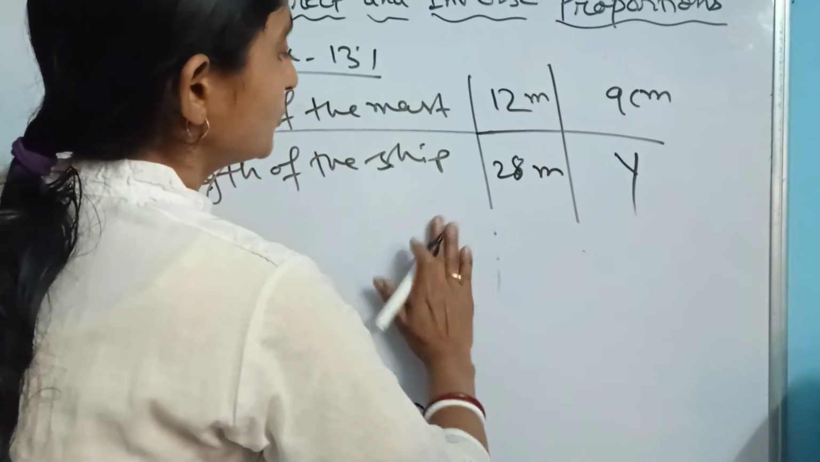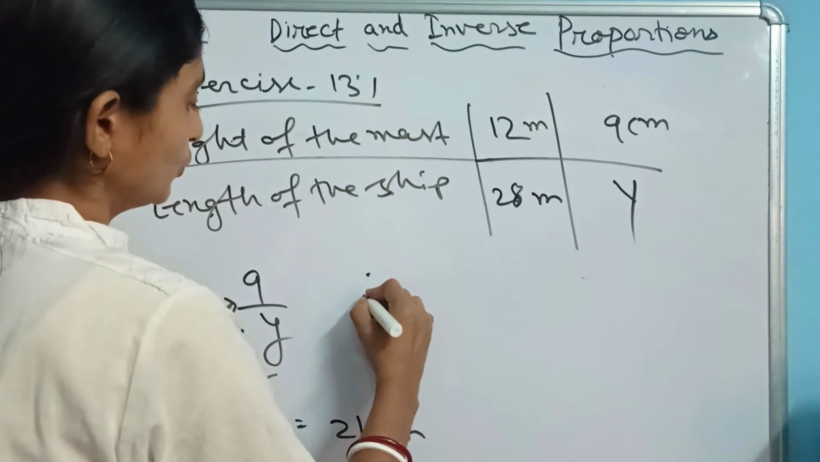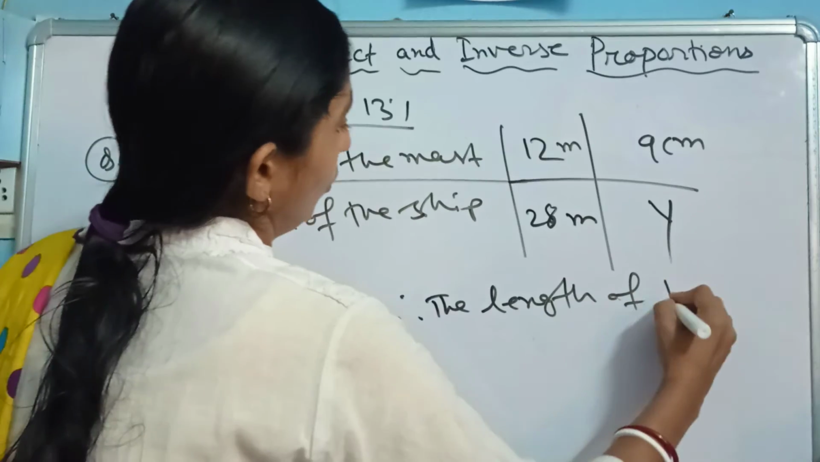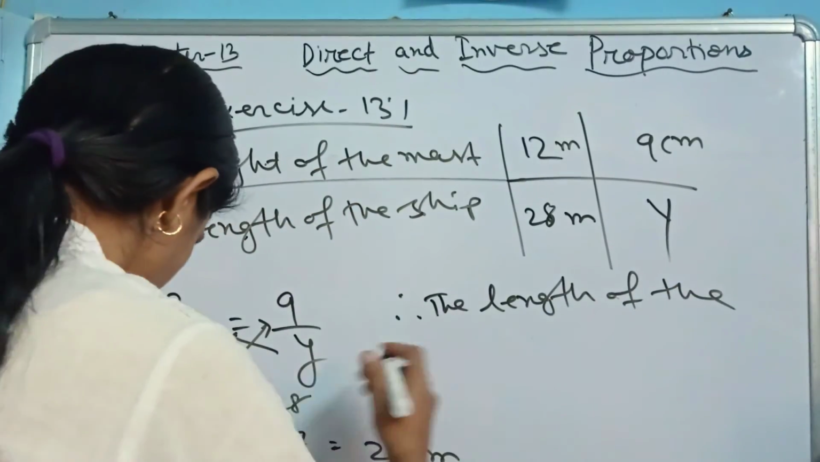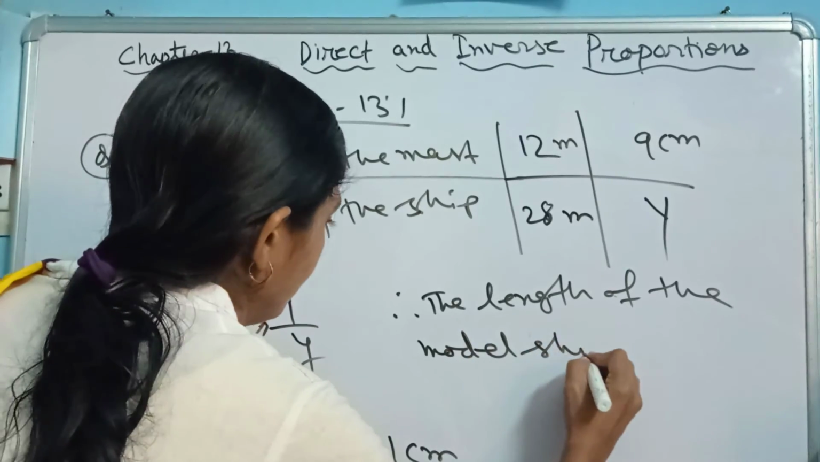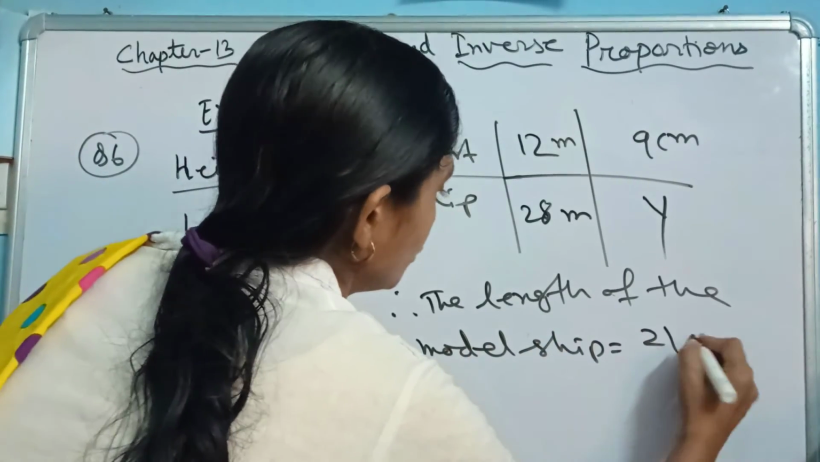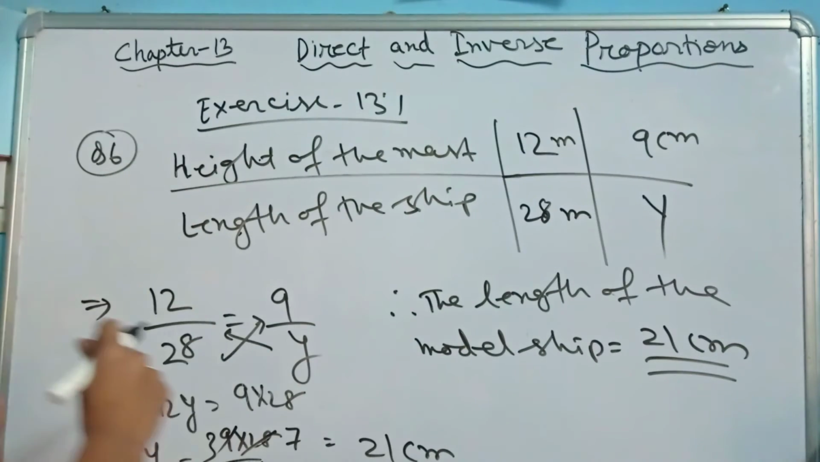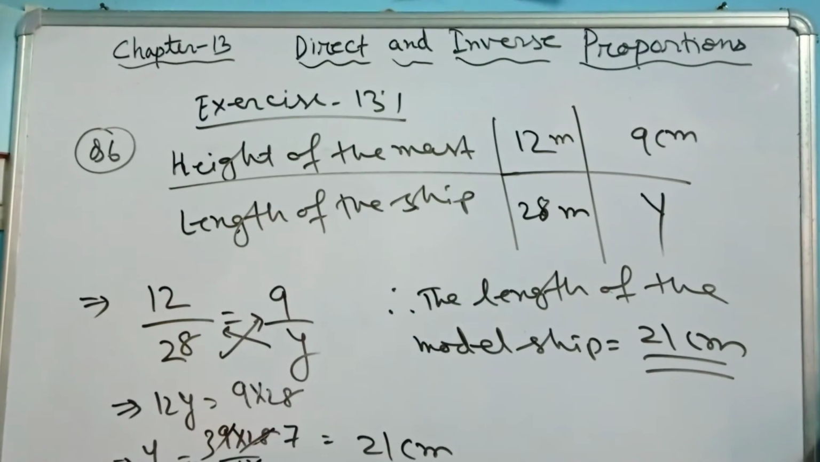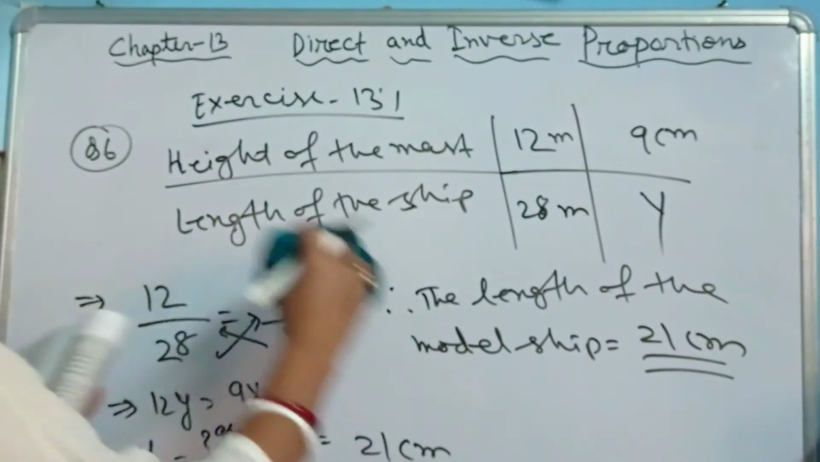Therefore the length of the model ship is equal to 21 centimeter. So this is the answer we will get from this question. Let's come to the last question of your exercise, question number 10.